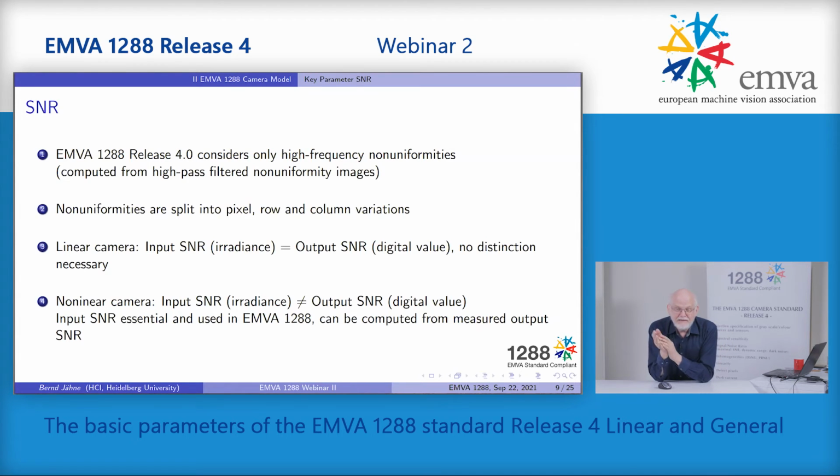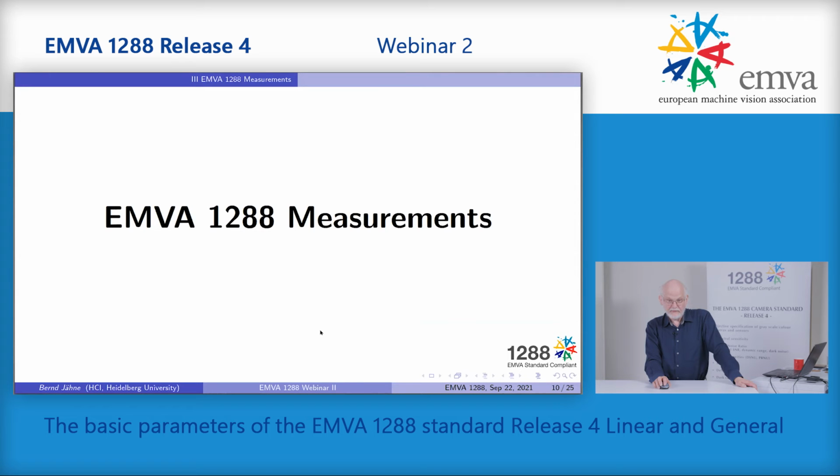Fortunately, we've found a very easy method in this version of the standard to compute the input SNR from the output SNR, so that we can infer the input SNR from the output SNR. That is essentially the important issue. For a linear camera, it's directly measured, but for a nonlinear camera, we have to compute the input SNR from the output SNR, which is different. That is really important to keep in mind, and that we could do a simple calculation, which goes basically via the slope of the characteristic curve, was a big progress. So now we can go to the measurements.